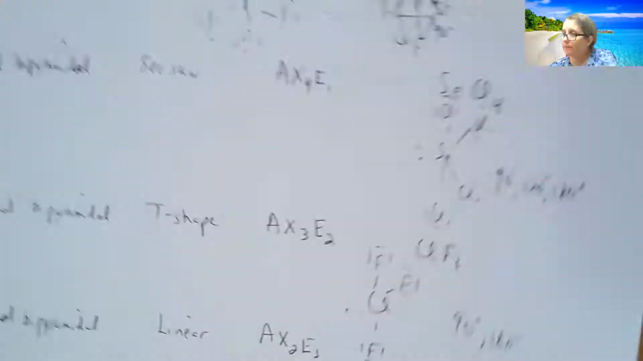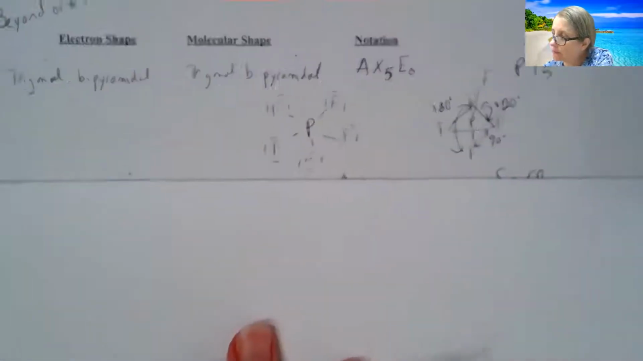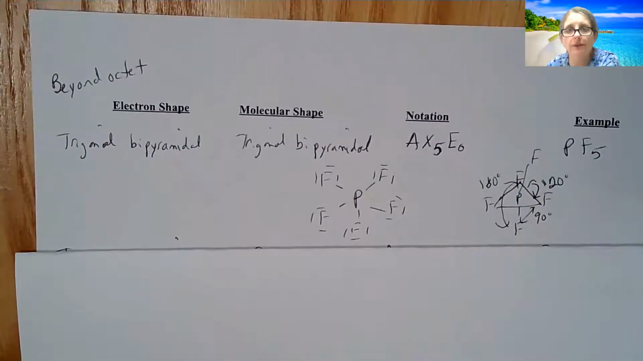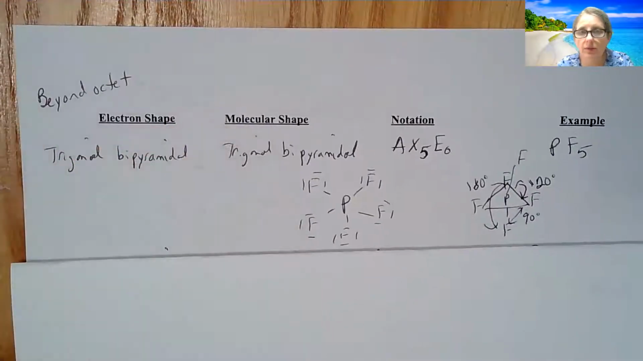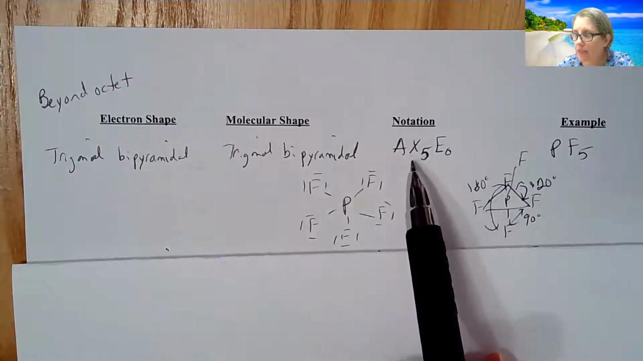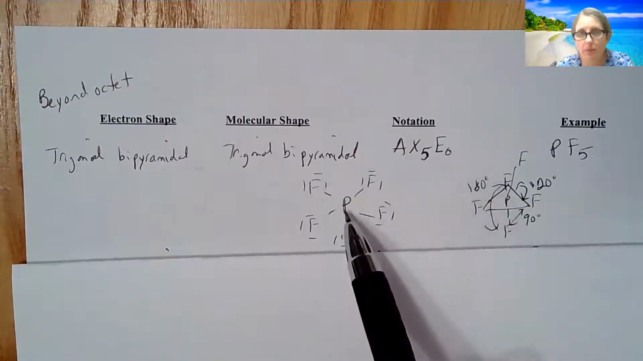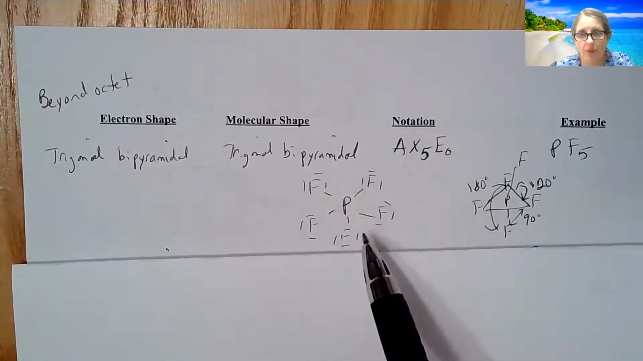All right, so then we go to a place called beyond the octet. Okay, so this is where we're going to have more than 4 bonds around a central atom. So this is called a trigonal bipyramidal, and we've not seen this first year. So this is AX5E0. So I'm going to put the central atom and then 5 bonds around it.